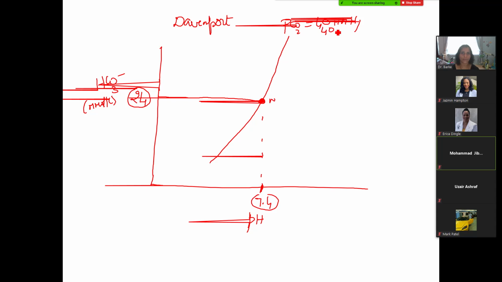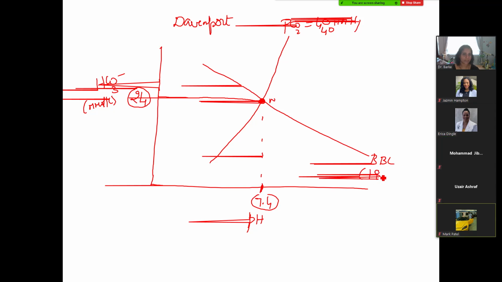Then you also have a blood buffer line which runs like this, and the blood buffer line corresponds to bicarbonate levels of 18 to 28 millimoles per liter.